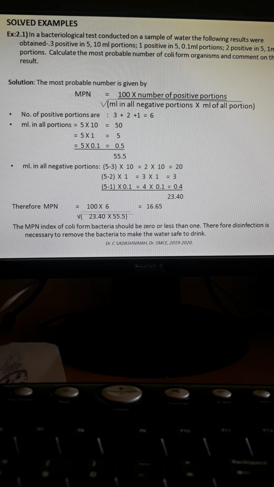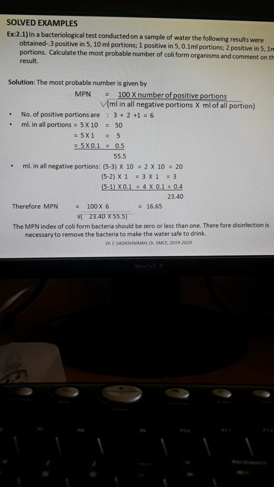And in the third set of 5 test tubes where 0.1 ml of the water sample was dispensed, only 1 indicated positive, obviously the remaining 4 indicated negative. Therefore the quantity of the sample in the negative test tubes of the third set will be 4 into 0.1, that is 0.4 ml. If you add all these quantities, 20 ml plus 3 ml plus 0.4 ml, the total ml in all negative portions will become 23.40 ml.